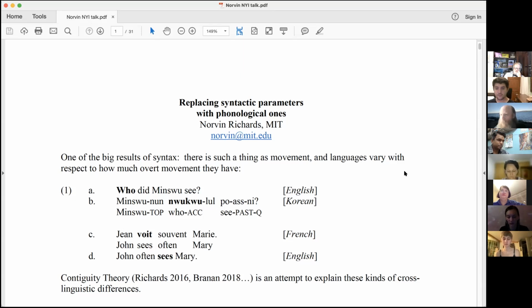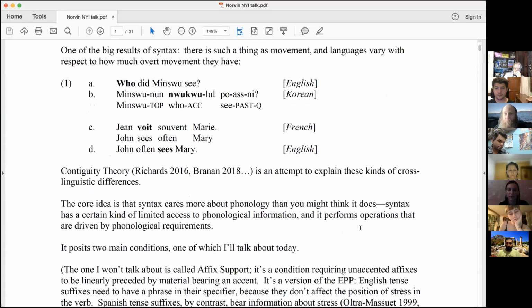And just so we're clear, that could be right. It could be that these are just parameters that you must learn. That is at least the standard approach. I'm going to spend the next 45 minutes and change trying to convince you that it's not right, that actually there are things that we can say about whether a language moves its WH phrases or doesn't, whether a language leaves its verb in the verb phrase like English or moves it up into T the way French does, that we can have a predictive theory of which of these things a language does. The theory is called contiguity theory. And it's an attempt to actually explain these kinds of cross-linguistic differences rather than just stipulating them.